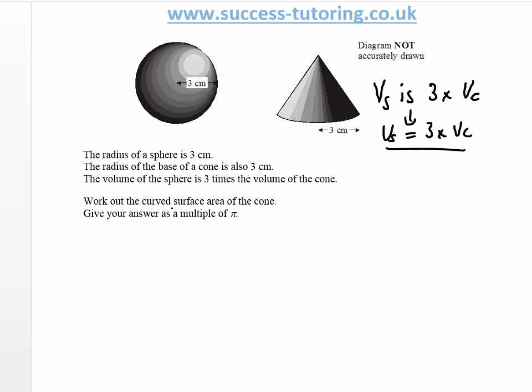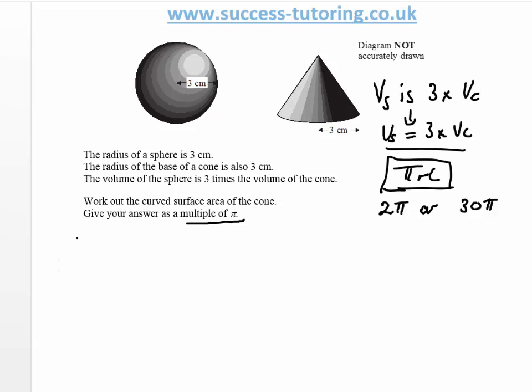They want the curved surface area of the cone, so we're going to have to find what this is equal to. Okay, so it's a two-part question. We're going to equate the formulas for the volume, and then we're going to use that to find out what the curved surface area of the cone is. And we need to give our answer as a multiple of pi. So it's going to look something like 2 pi or, I don't know, 30 pi. Okay, so let's begin.